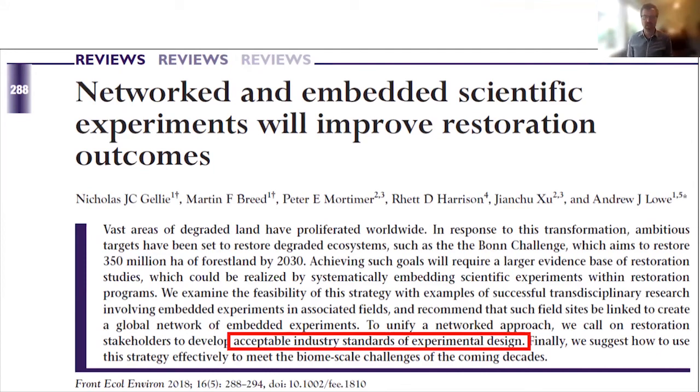One thing that they highlight is the importance of acceptable industry standards of experimental design, so that things are being done consistently across multiple sites in terms of how sites are laid out, how large the sites are, how they're monitored, all of those kinds of things.